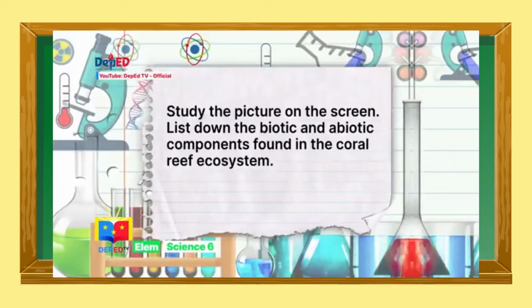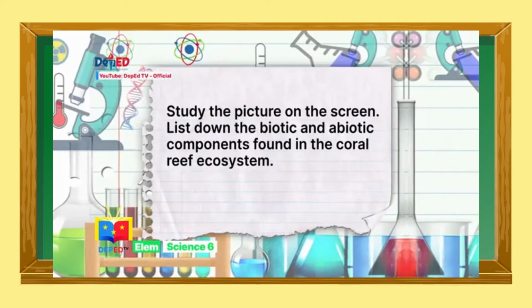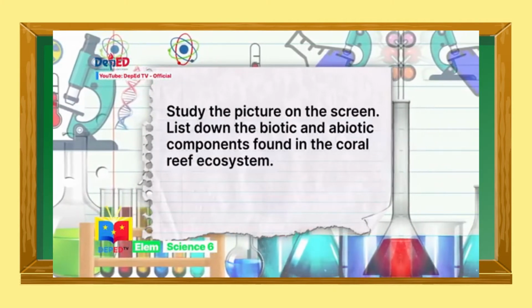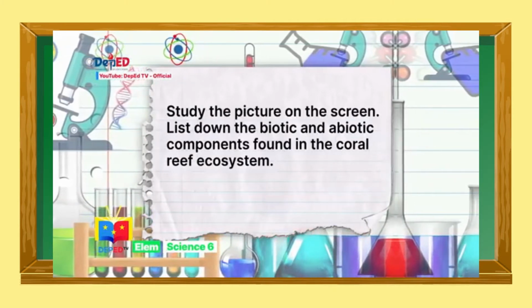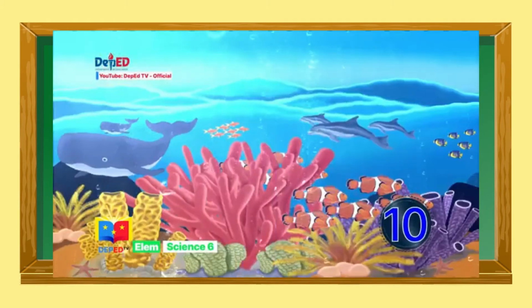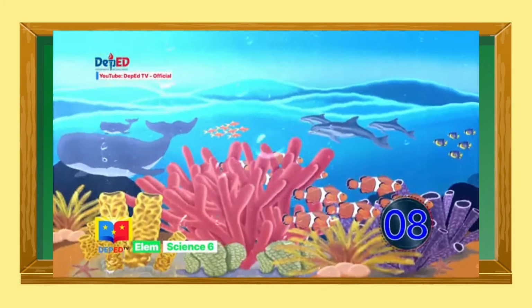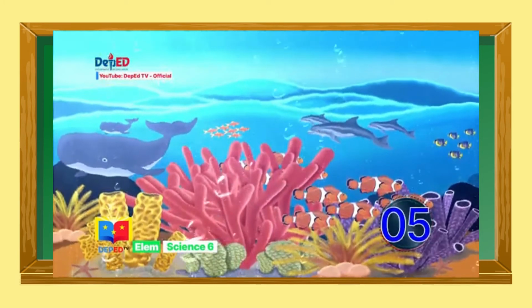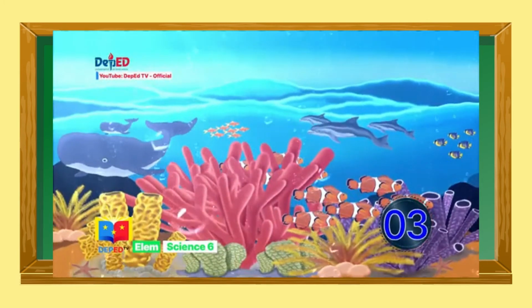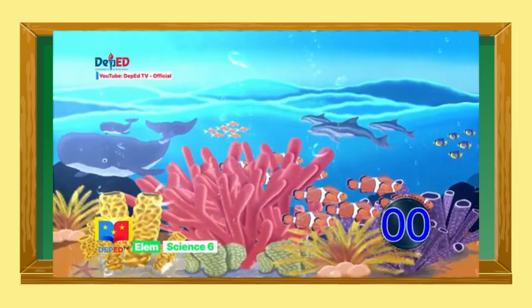Science-minded learners, have you seen coral reefs? Study this picture on the screen and let's answer the activity afterwards. Directions. Study the picture on the screen. Then list down the biotic and abiotic components found in the coral reef ecosystem. Your time is up! Now, let's check your work.